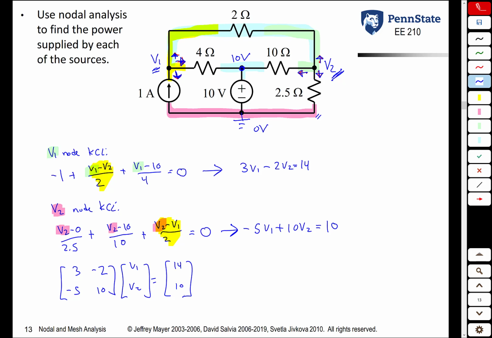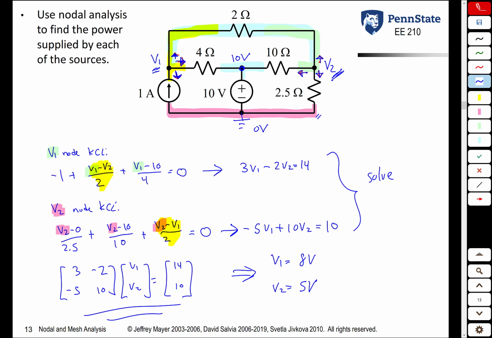Whether or not you've had a linear algebra course and know how to solve this matrix problem, you certainly have had in an algebra class, you've learned how to solve these simultaneously. So solving two equations and two unknowns, whether you do it using matrices or other methods, is really up to you. But basically you solve this and you get our variable V1 is equal to 8 volts and our variable V2 is equal to 5 volts.